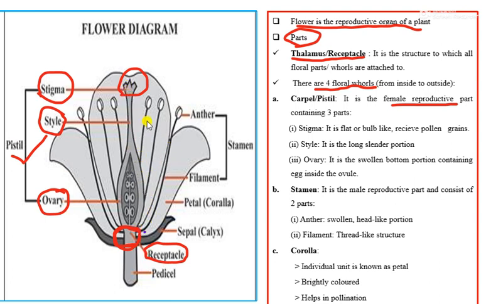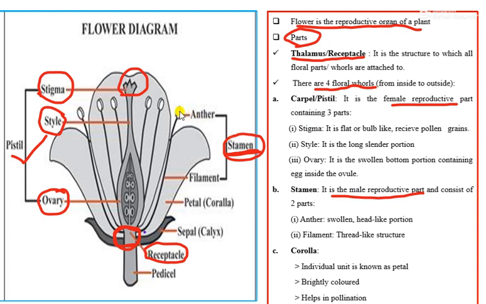Now which whorl do you see outside this pistil? You see these structures, right? These are known as stamen. So the second floral whorl is known as stamen. What are the characteristics of this structure? It is the male reproductive part. This stamen is the male reproductive part of a plant.